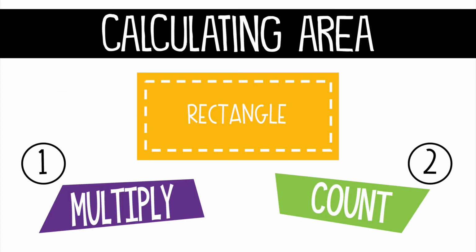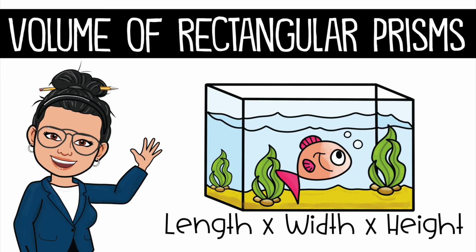There you go. You can multiply or count to calculate area. Maybe give each a try just to see, but multiplying is definitely faster. And it'll be useful when you start trying to find the volume of rectangular prisms. Which reminds me, that's what the next video is going to be about.